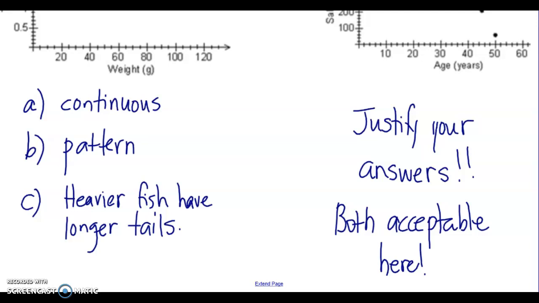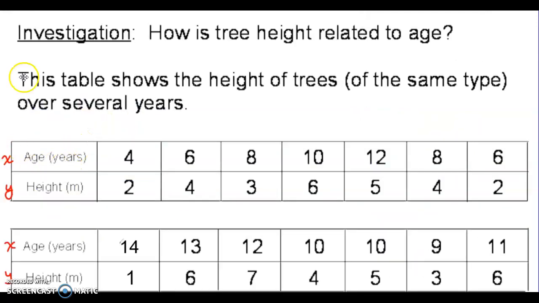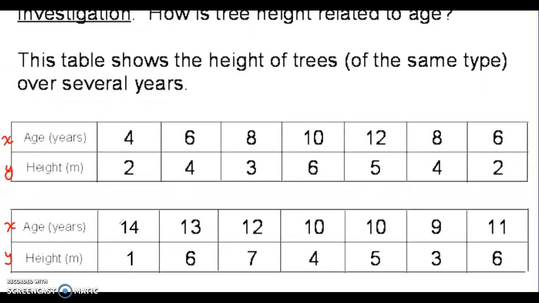So I wouldn't be able to describe the relation there. Okay, let's turn the page. Okay, so here we're going to actually construct a scatter plot. And our investigation here is how is tree height related to age? So we've got a table here. This is one table. It's just gone on to a second row here because there wasn't enough space. So this is all one table.